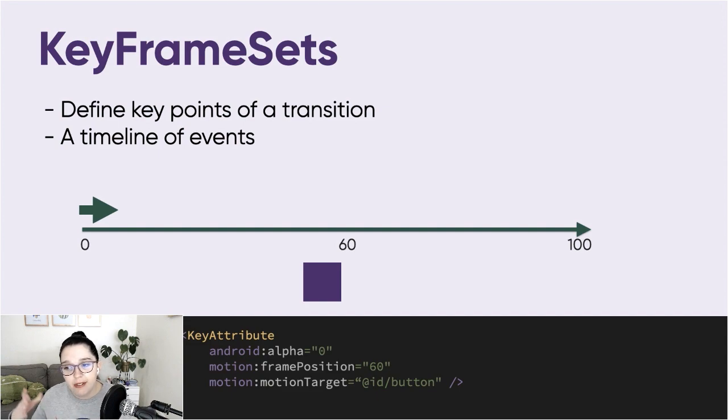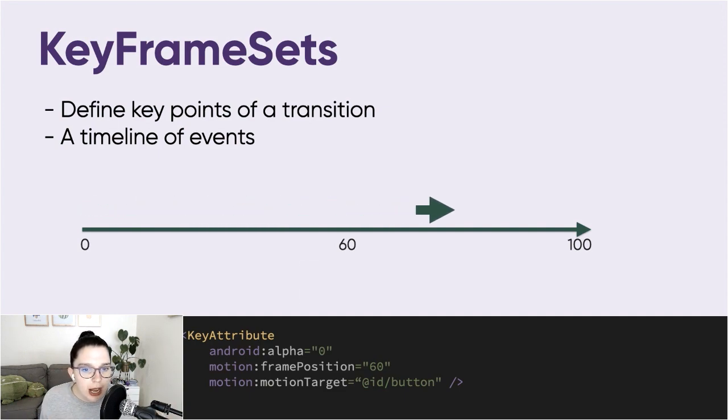So I might have in my start and end constraints set as the alpha starts off as fully visible, and at 100, or at the resting state, the end state, it is set to fully invisible. But in my animation, I actually want that transition to finish a bit earlier. So at 60%, I want it to be fully invisible. So this is kind of how this transition would go. It would go from 0 to 100, and at 60% of this animation, the button would already be fully invisible.